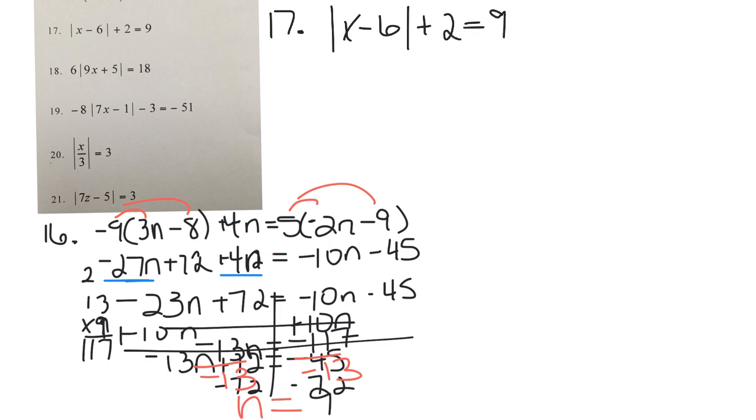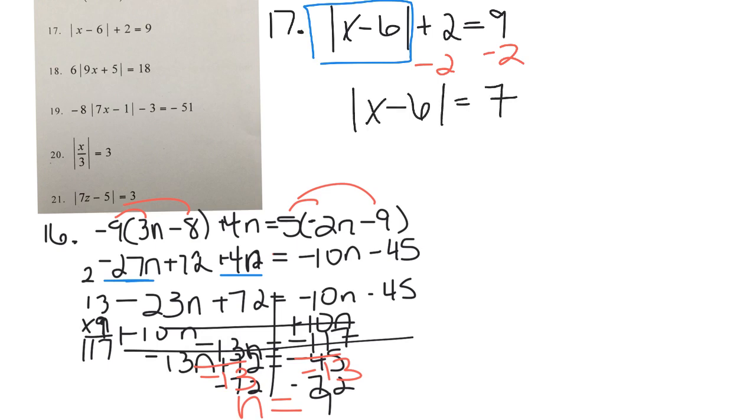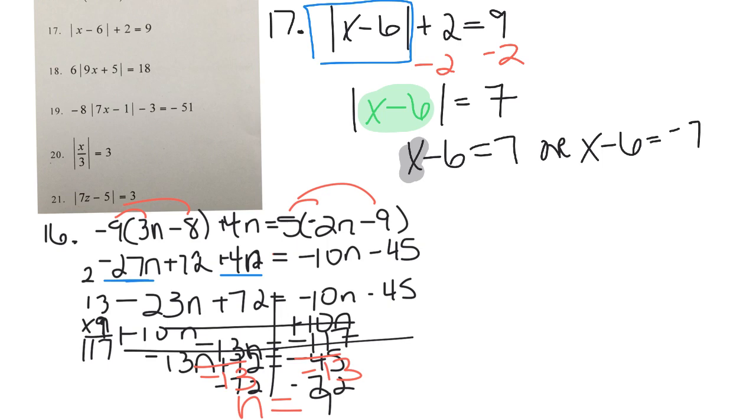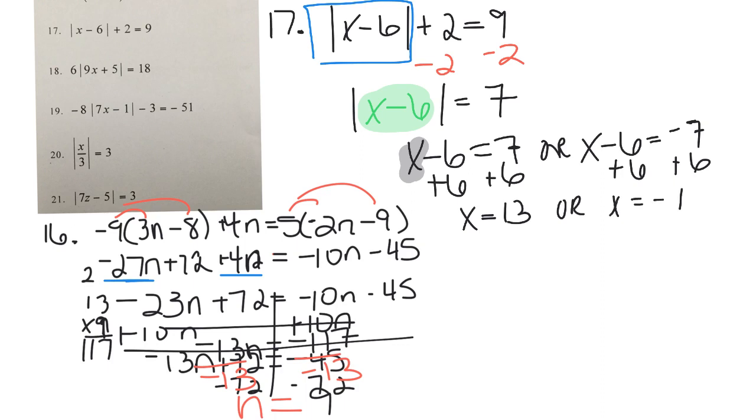I have to get this absolute value isolated first, so I'm going to subtract the 2 from both sides of the equal sign. I get the absolute value of x minus 6 equals 7. Now what we know is what's inside the absolute value, the x minus 6, can equal positive 7, or x minus 6 could equal negative 7, because the absolute value of the negative 7 is 7. So now I can add my 6. So x equals 13, or x equals negative 1.